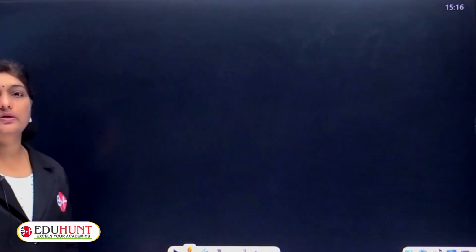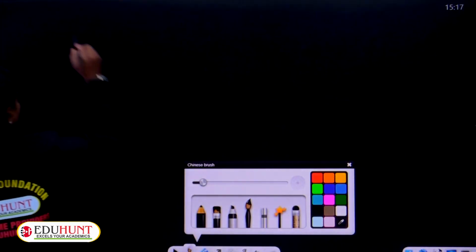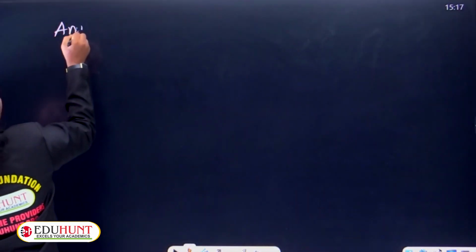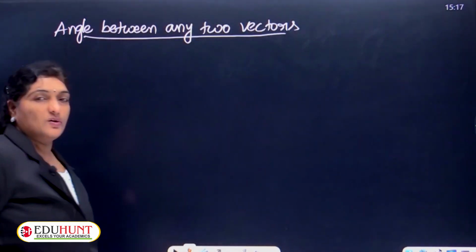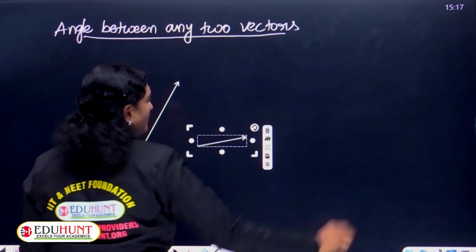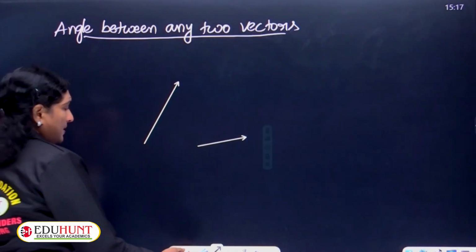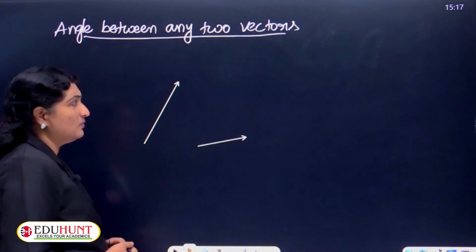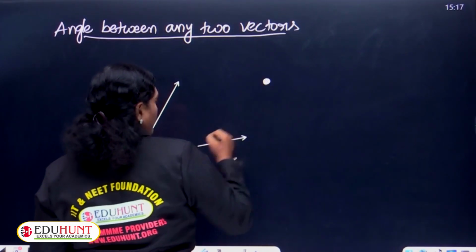Now, let us try to understand the angle between any two vectors. So, next is all about the angle between vectors. In order to represent the angle between any two given vectors, let us suppose this is vector 1 and here it is vector 2. Always remember that in order to find the angle between two vectors, first of all, identify a point.